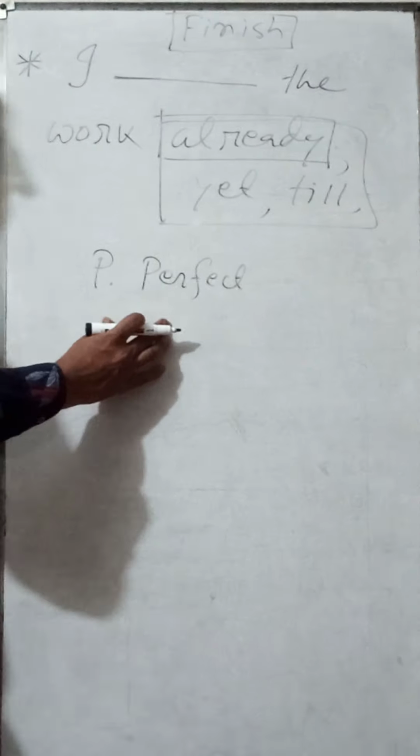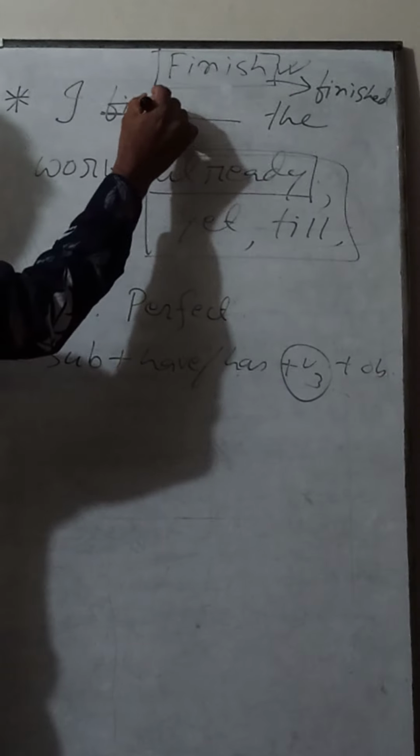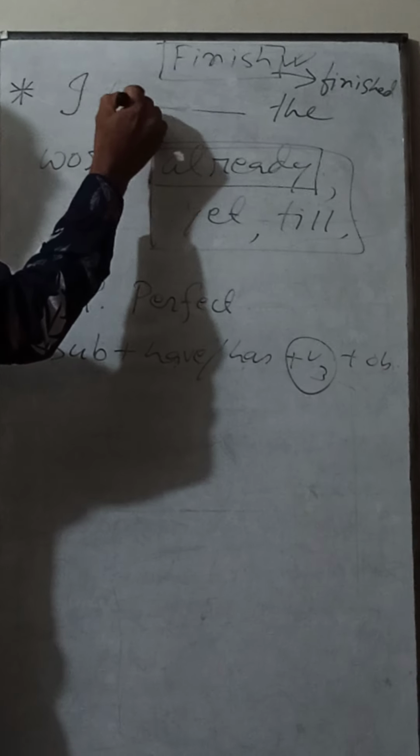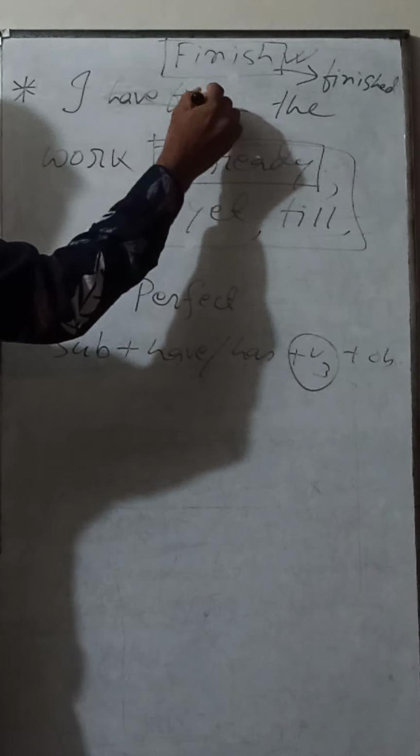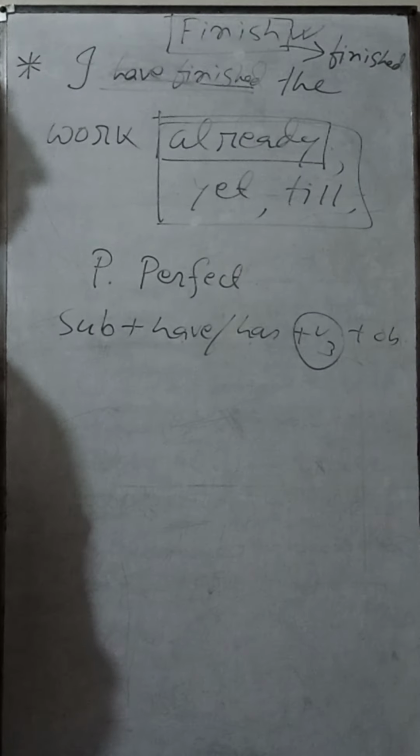And what is the structure of present perfect? Subject plus have or has plus V3 plus object. And if the verb is finish, then you have to write down the past participle of finish, finished. You see, have or has plus V3. I have finished the work already.